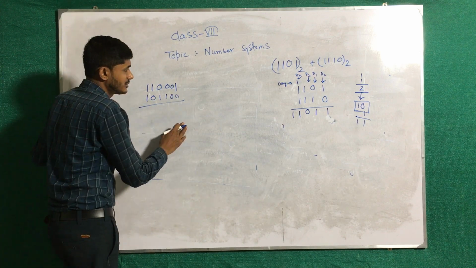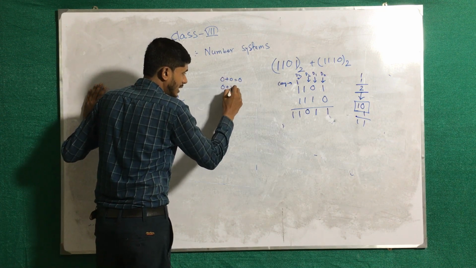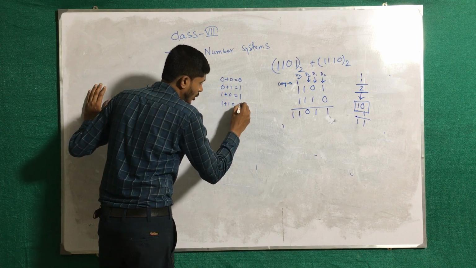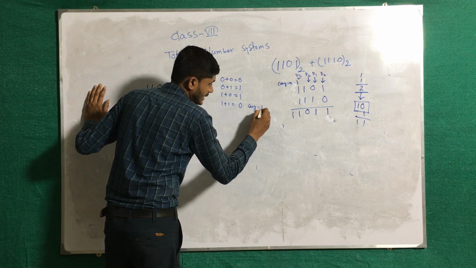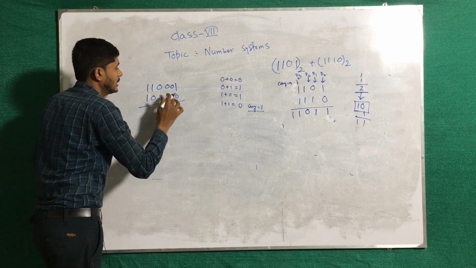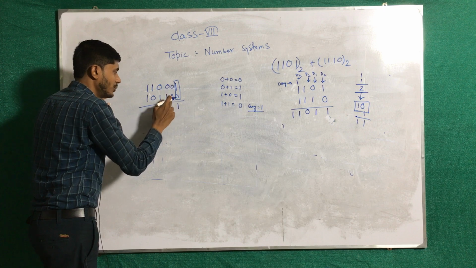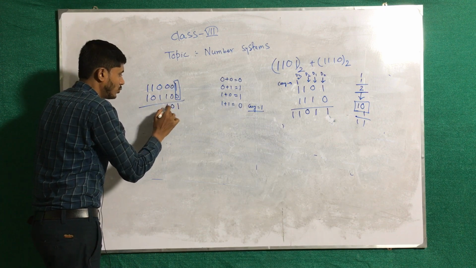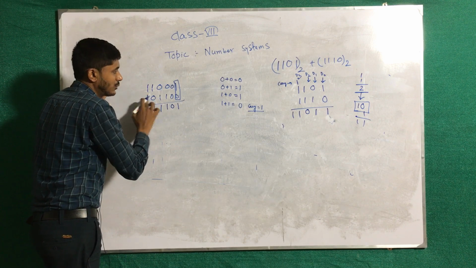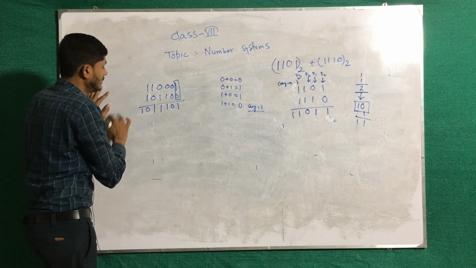Suppose 1 plus 0 means 1, 0 plus 0 means 0, 0 plus 1 means 1, 1 plus 0 means 1, 1 plus 1 means 0, but carry is 1. Carry is forwarded.